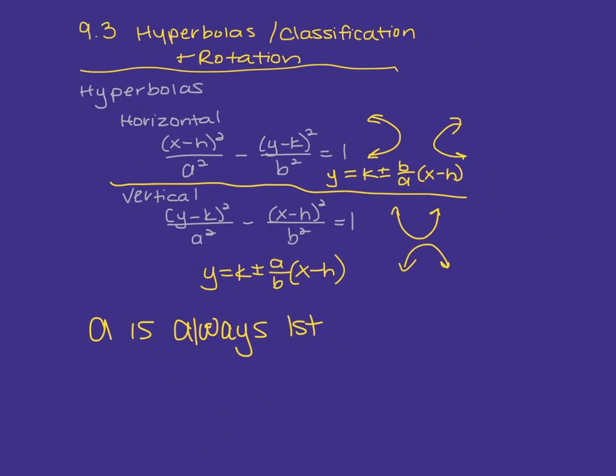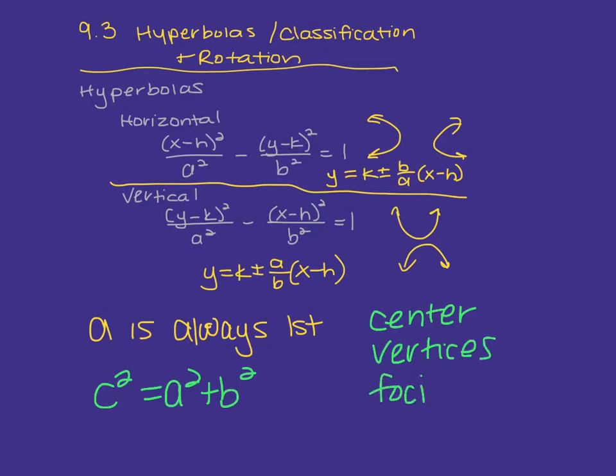This time, c squared equals what? Good. A squared plus b squared. Remember, it's the opposite of the standard format. So if it's a hyperbola, the standard is x squared minus y squared, and the c is plus, and the reverse for the ellipse. So again, you've got something for a center, vertices, and foci. Center is your h, k. The vertices, you're going to add and subtract your a from the major axis. And the foci, you're adding and subtracting the c from your major axis.